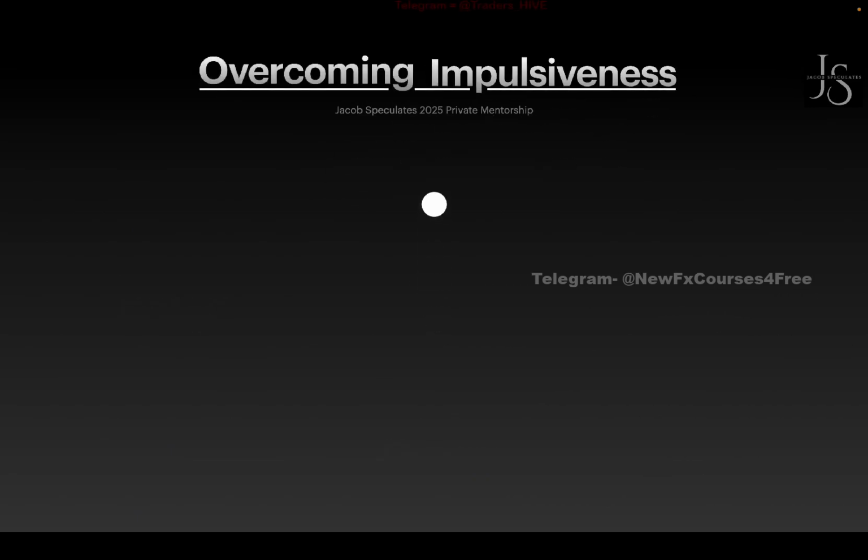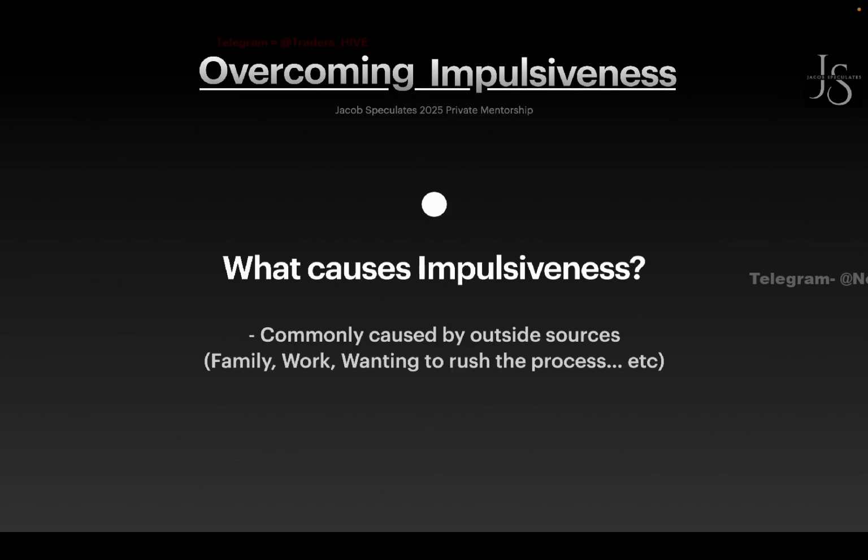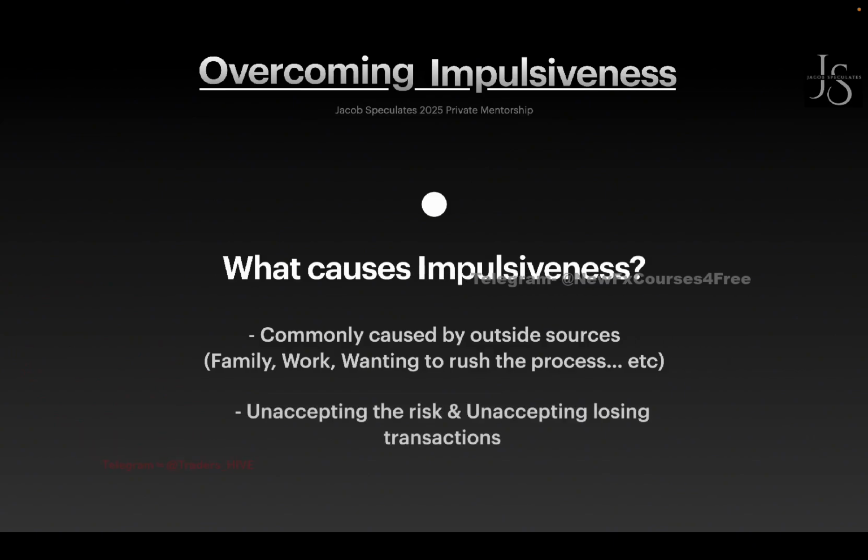So now we're going to look at overcoming impulsiveness. Impulsiveness is commonly caused by outside sources, whether it's family, work, or wanting to rush the process, anything of that nature. It's usually not something to do with the charts. It's something on the outside that causes you to think a certain way and to impulsively do things. Unaccepting the risk or unaccepting losing transactions.